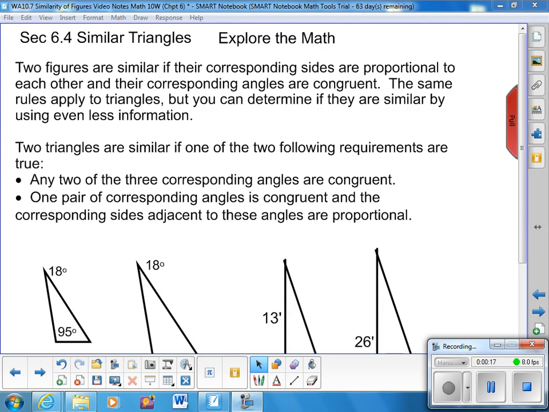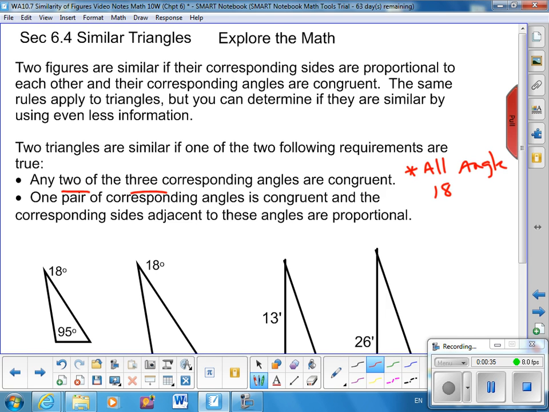Two triangles are similar if one of the two requirements is true. They don't both have to be true, just one. So we can have any two of the three corresponding angles congruent. Well, since all triangles have angles equaling 180, if two of them are the same, then the third one has to be the same.